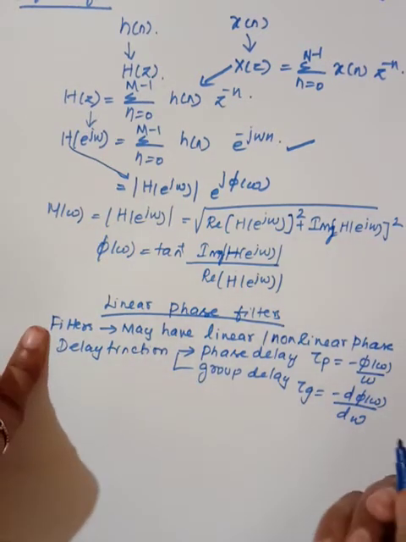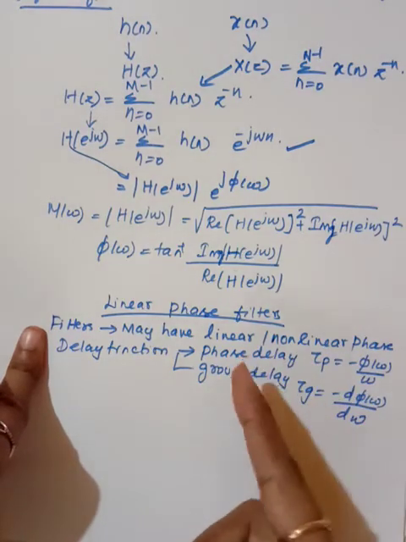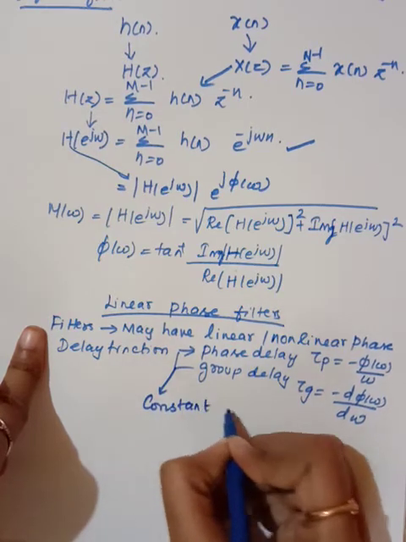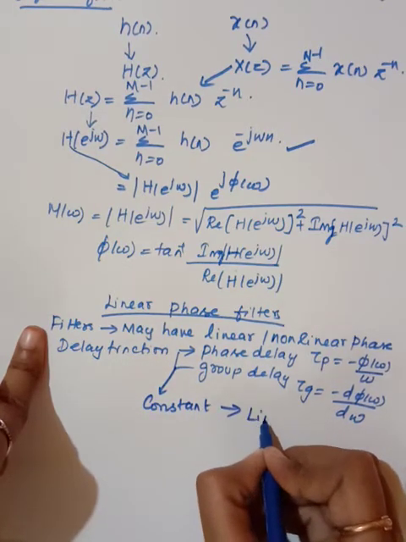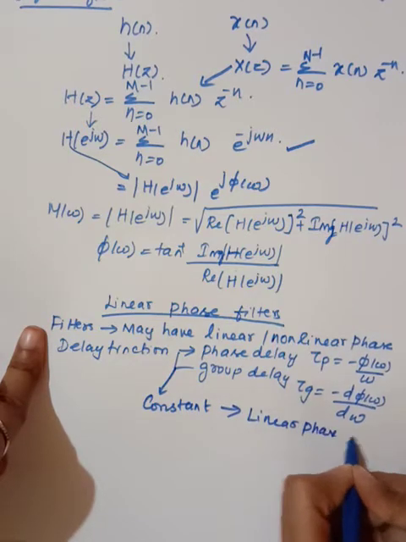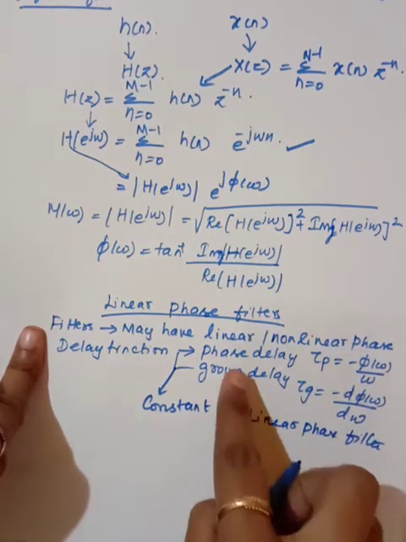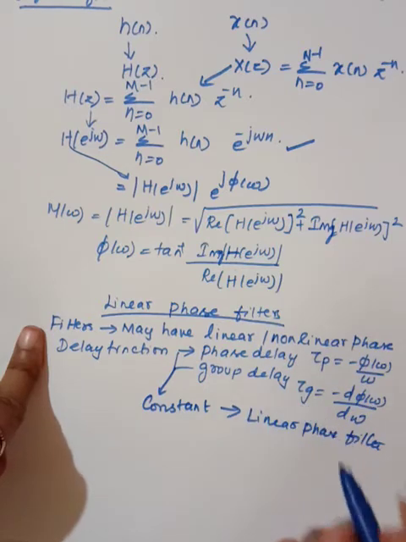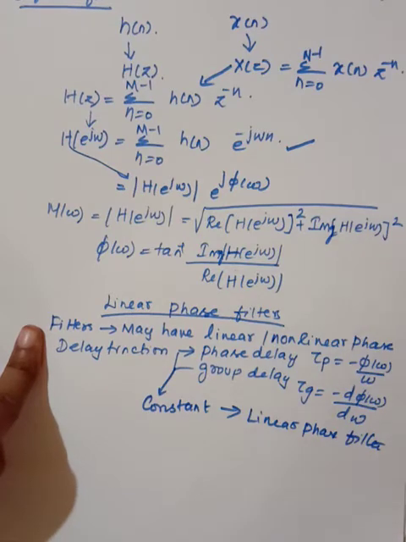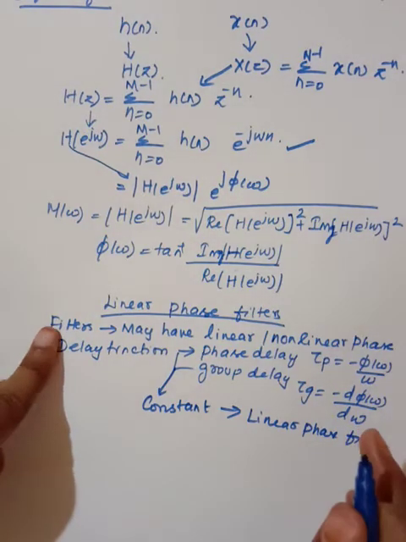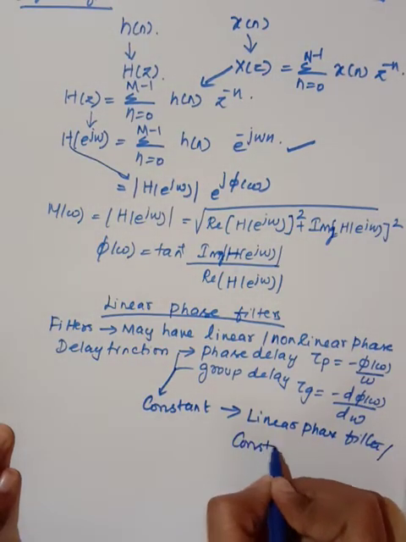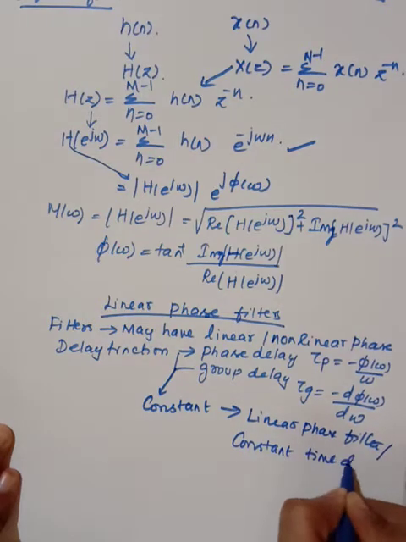A filter is said to be linear when the phase delay and group delay values are constant. If both the values are constant, then the filter is said to be a linear phase filter. If the phase delay and group delay are not constant, then it is said to be a non-linear phase filter. Here we are going to discuss only the linear phase filter. Another name for the linear phase filter is constant time delay filter.